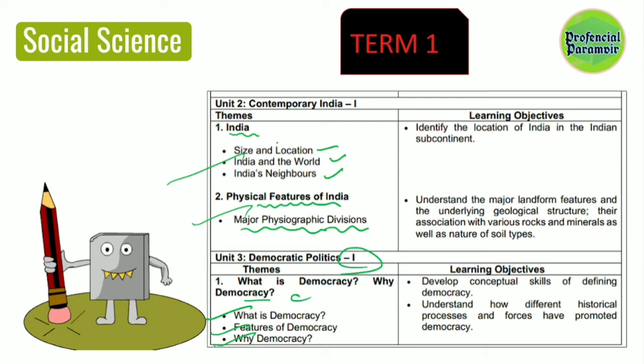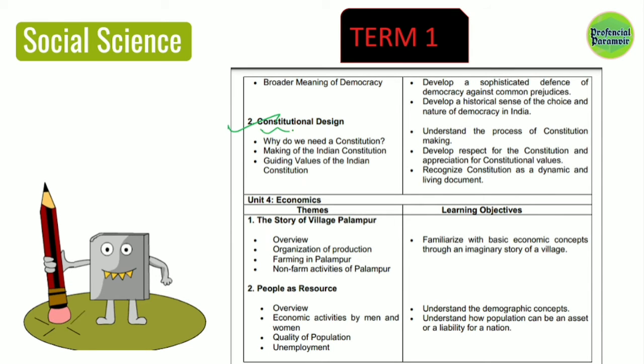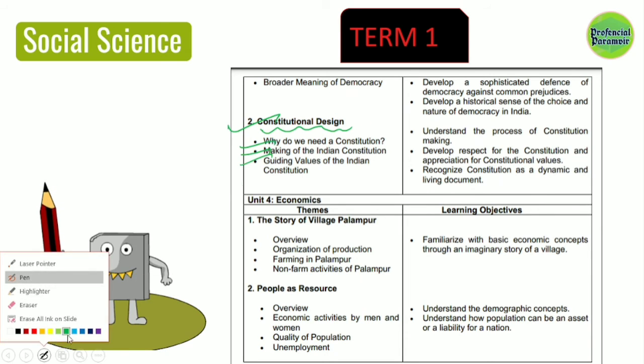Guys, from chapter 2 of geography, the tectonic theory topic has been removed. Tectonic theory. So moving on, the next chapter we are having from political science, civics, is constitutional design. Why do we need a constitution? Making of Indian constitution, guiding values of Indian constitution.